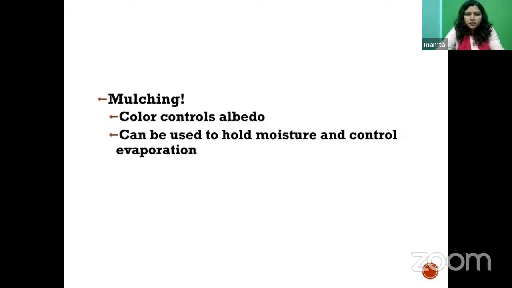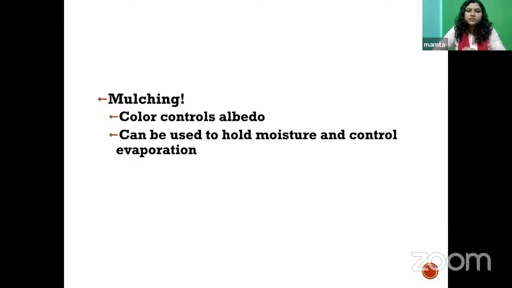Then mulching. Again, color controls albedo, so we can use black or transparent polythene. You have all read it properly in the agronomy part. There are various kinds of mulching materials, like straw mulch, which contains a large amount of air, so it does not transfer heat from the soil to the air. So it keeps the soil at the optimum soil temperature.